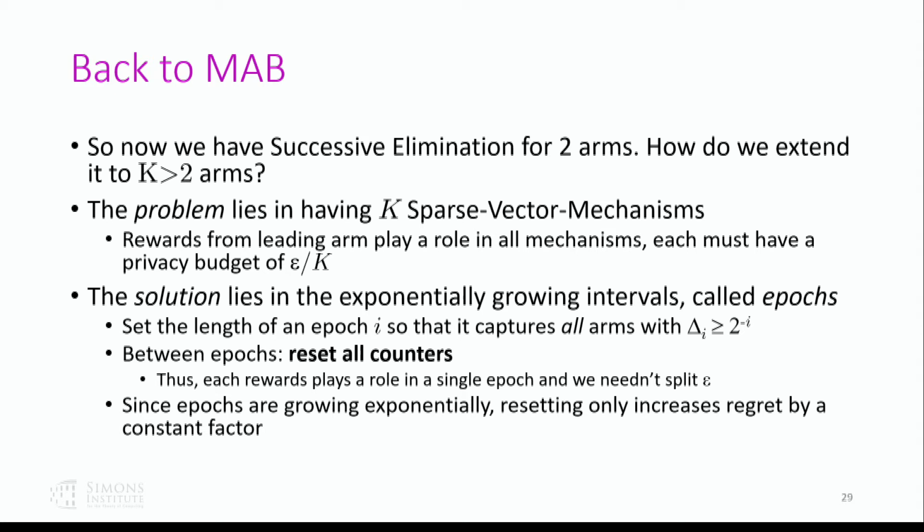So what we do between epochs is that we reset all counters. We start brand new. That way, each reward plays a role only in a single epoch, and I do not need to budget my epsilon. I'm partitioning the data. But because of the exponentially growing intervals, the length of the epoch that causes me to remove an arm is basically proportional to the sum of the lengths of all the epochs preceding it.